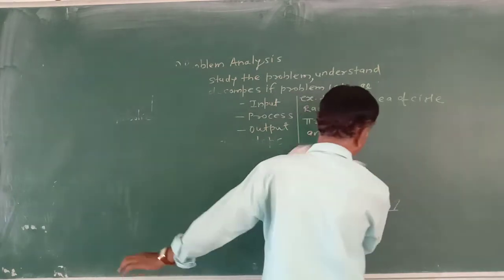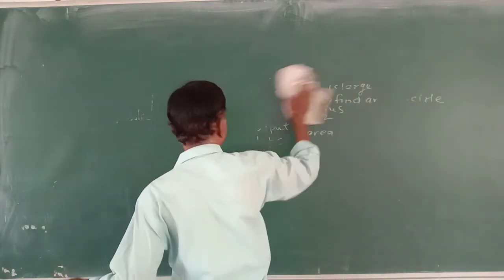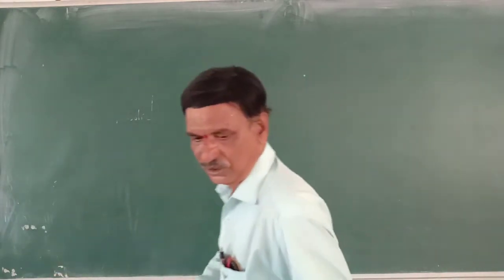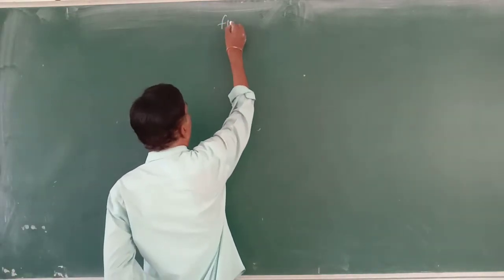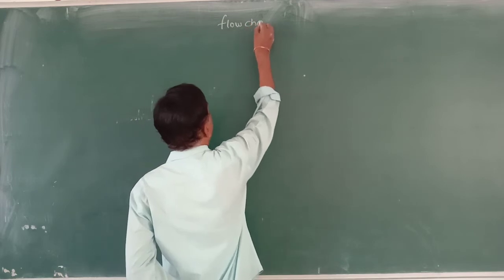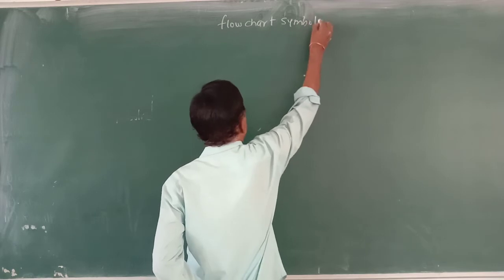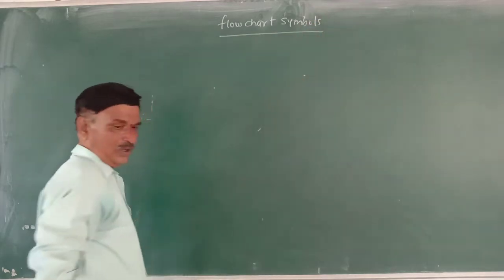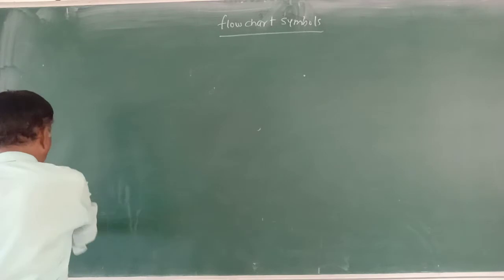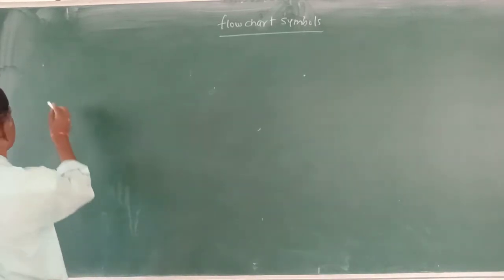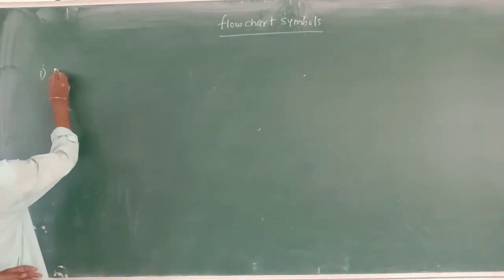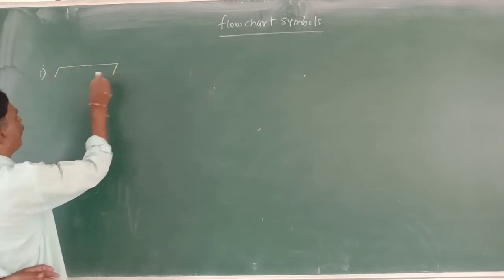Flowchart symbols. The first symbol that we are going to see, number 1, is this symbol.